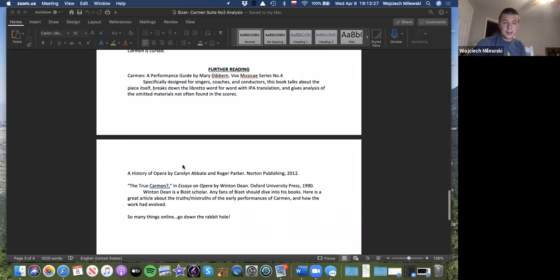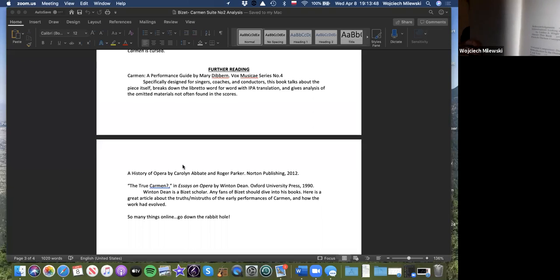Last thing is further reading. Again, I'll send you this document so you have it, but this is a really cool book. It's a performance guide. So all of you Bizet fans and Carmen fans that really want to super nerd out on this piece, this is the definitive performance text to this day. I'll show you the index for all of you that are curious.